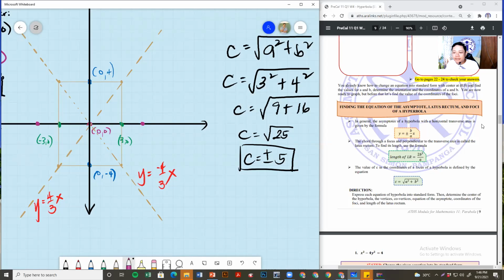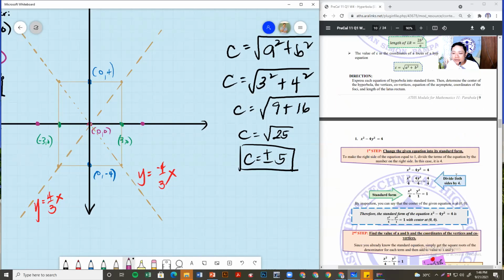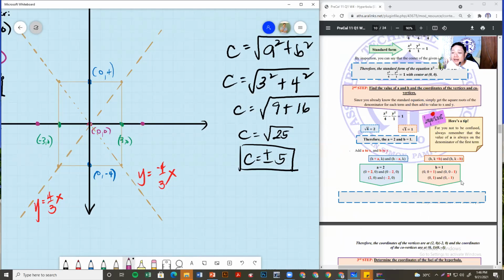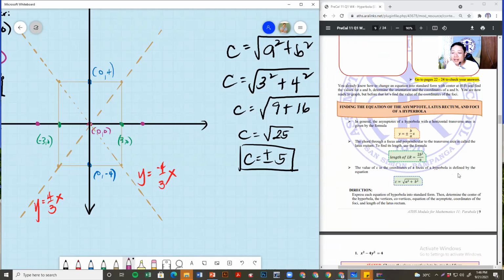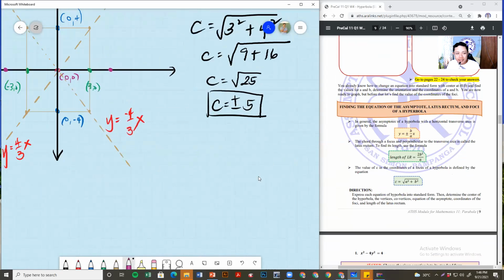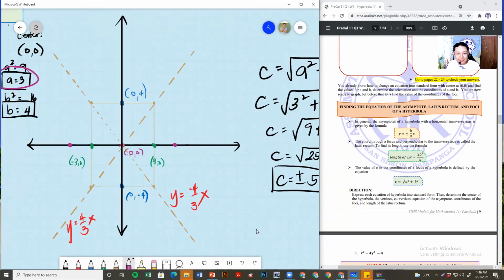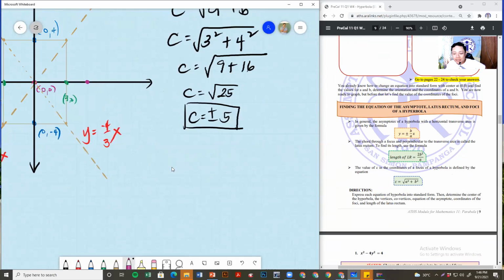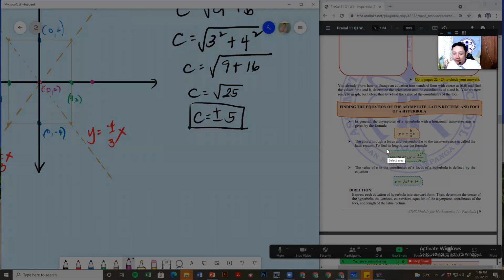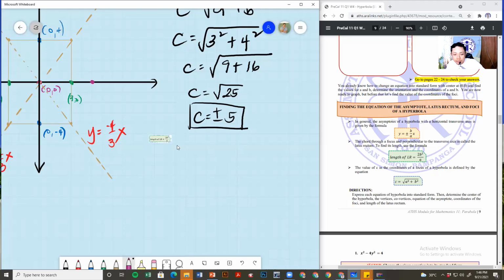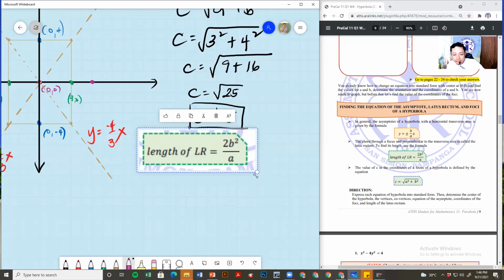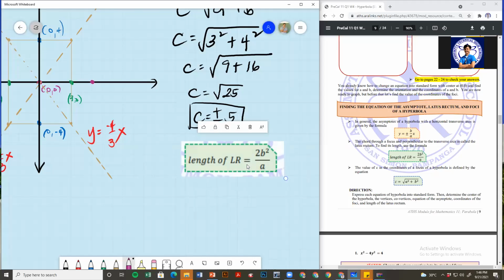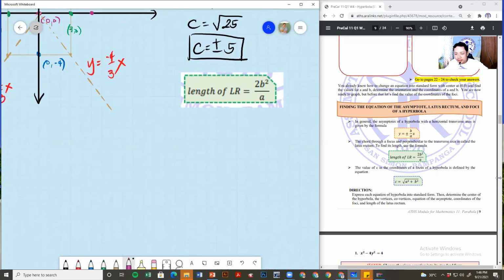And now, finally, for the length of the latus rectum. Last na siguro yon. Nakalam ko, pinakahuli na yon. The length of the latus rectum. Okay? Hindi pa tapos yung drawing natin, ha? For the length of the latus rectum, we have this formula. 2b squared over a. So this is the length of the latus rectum.